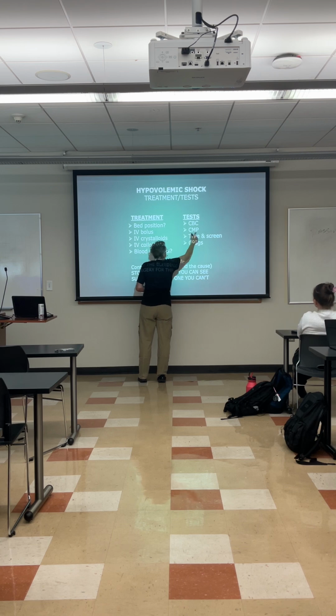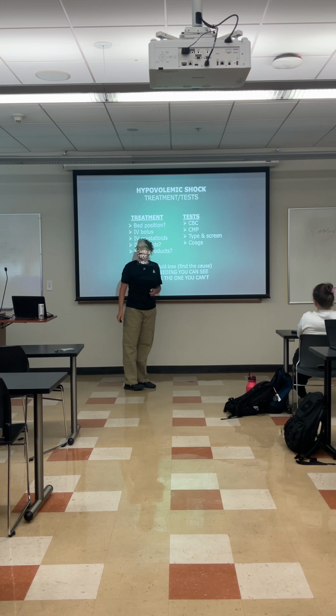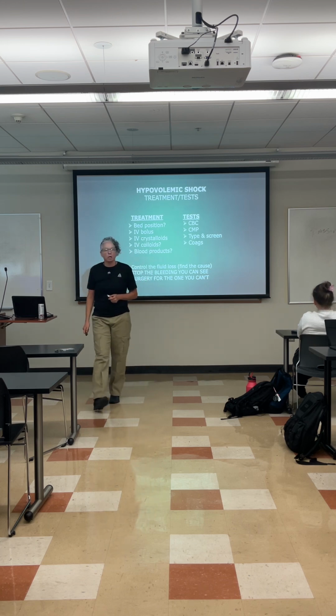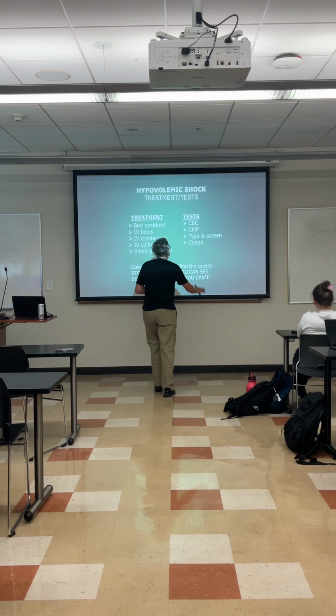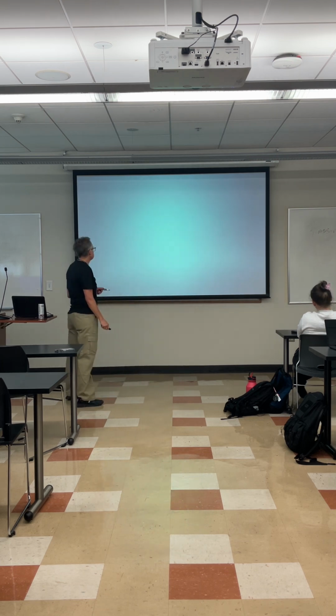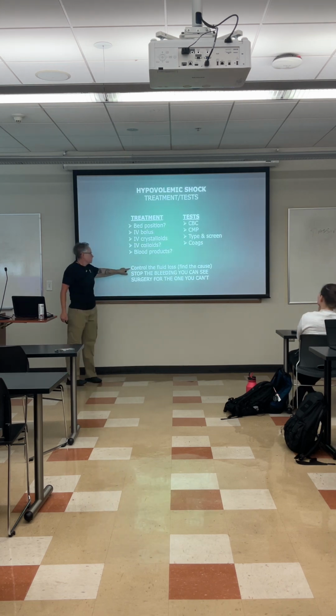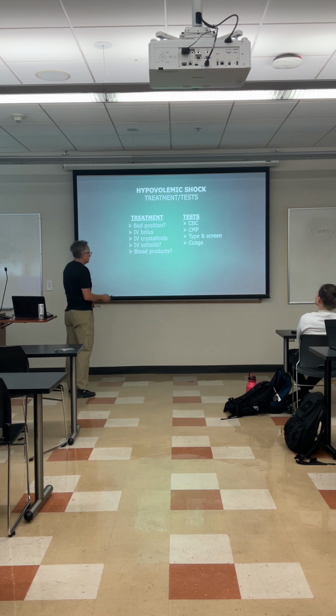What test? What am I looking at here? Hemoglobin and crit. I do need to know a CMP. What are we going to draw quick? What if I can't get it quick enough? What kind of blood? Trauma blood. And I want to throw some coags in there. Control the fluid loss. Stop the bleeding you can see. Surgery for the ones you can't. You can't always see that they're bleeding. They're bleeding internally.